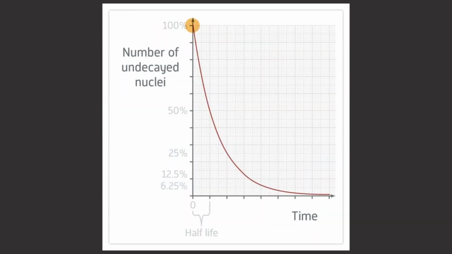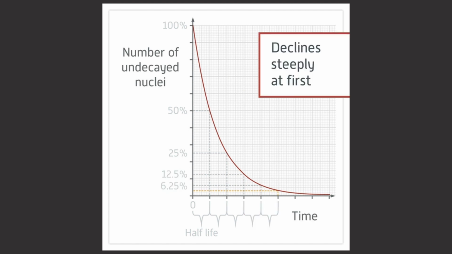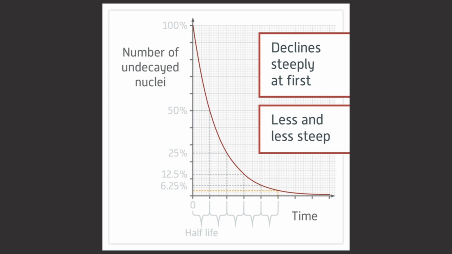The curve starts where the time equals 0 on the x-axis and the number of undecayed nuclei equals 100% on the y-axis. After one half-life, the number of undecayed nuclei equals 50%. After another half-life, the number of undecayed nuclei equals 25%. Subsequent half-lives see the number of undecayed nuclei fall to 12.5%, 6.25%, and so on. You'll see a curve that declines steeply at first and gradually becomes less and less steep.